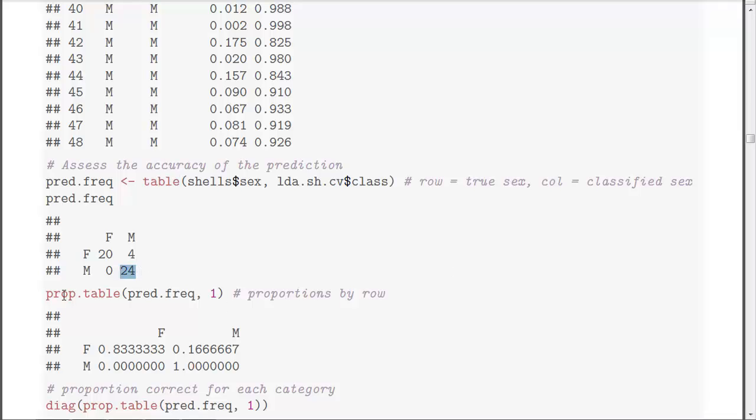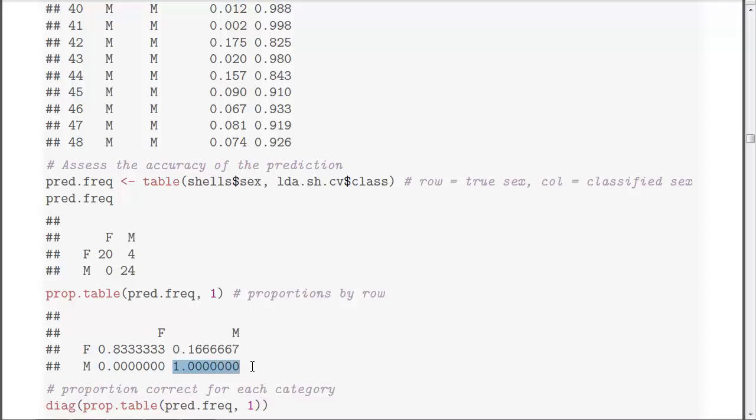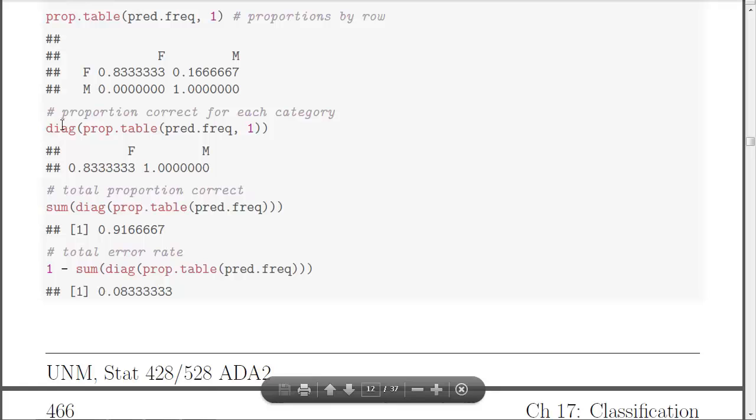If you calculate the proportion by row, so prop table with the second argument of 1 means that we're going to look row-wise at the proportions. So 16% of the females were misclassified as males, and 100% of males were correctly classified as males. The diagonal of this table, of the prop table with 1, that's the row-wise proportions, are these two numbers. So that quickly gives you the correct proportion of classified observations for each group.